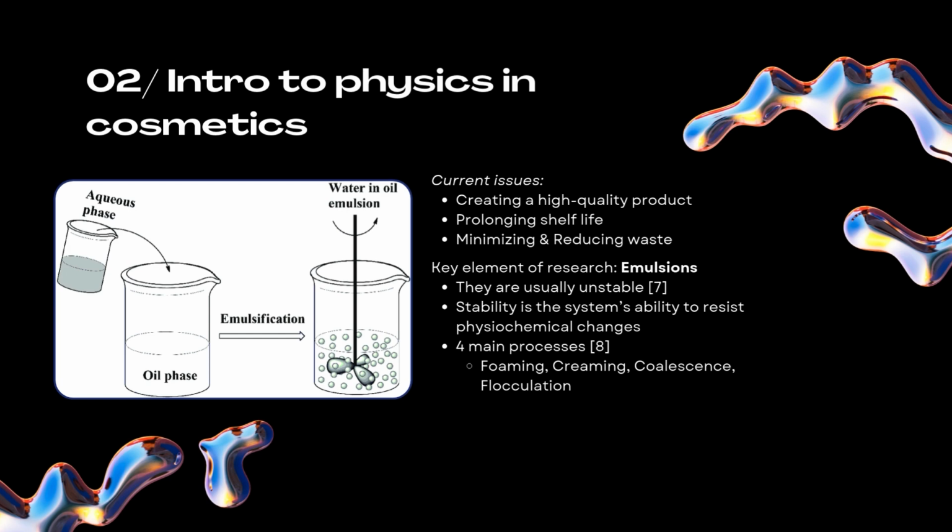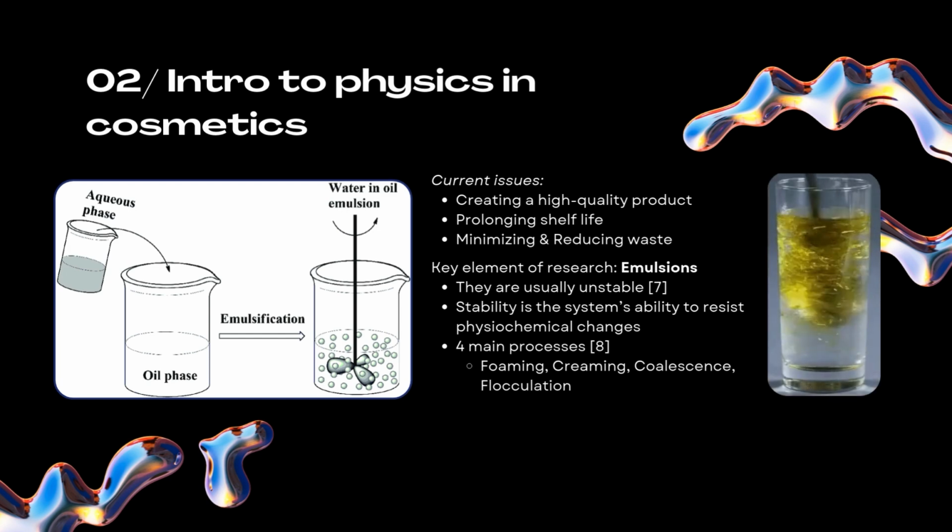It's because of this that they're considered unstable, meaning they lack the ability to resist physiochemical change. However, through the manipulation of four main processes: foaming, creaming, coalescence, and flocculation, scientists can actually adjust the stability of these emulsions. However, failing to do so can cause the product's ingredients to separate, similar to the water and the oil in this GIF right here. So, in the next few slides, I'll go over how physics is currently being applied to solving and creating stable emulsions.